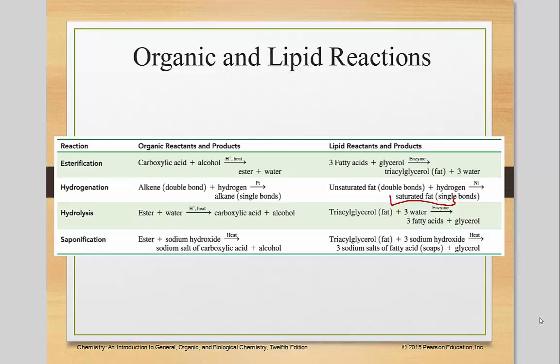For hydrolysis, we have the trialcylglycerol. This is reversing the esterification, and we're reacting it with water. The trialcylglycerol is your ester, and you're reacting it with water, and it's creating 3 fatty acids, which are carboxylic acids, and alcohol, which is actually the glycerol.